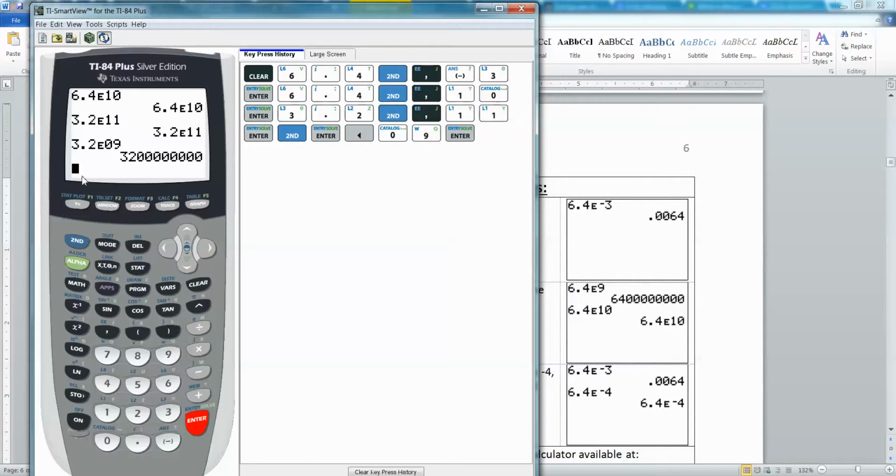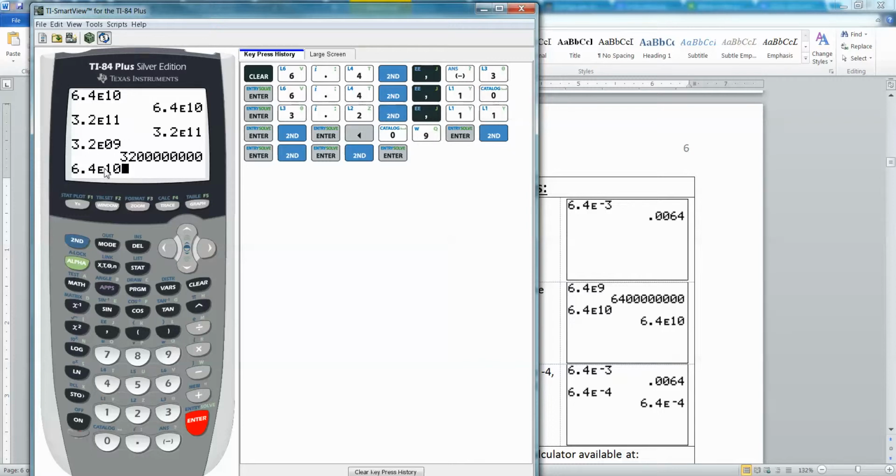Oh, and in case you're wondering how I got that to come back up so easily, I hit second, enter. See how it says above there, entry? See right there in blue? It means it'll take the last thing you entered, and then you could do it again. Second, enter. There's the last one I entered, and then second, enter. And it'll cycle through several, I think up to 10 of your last entries.